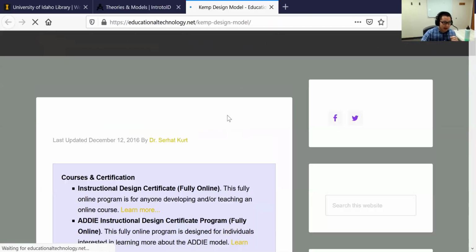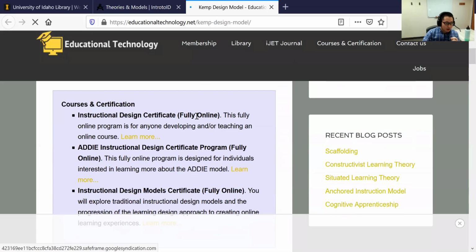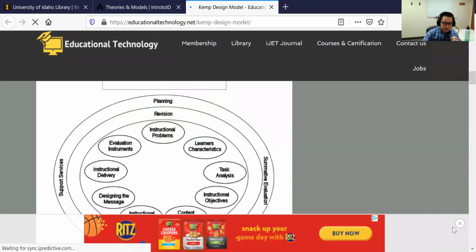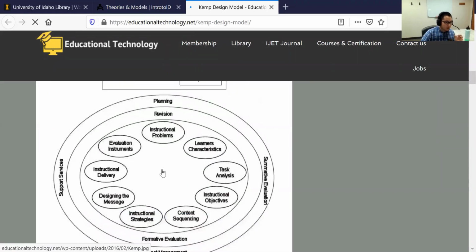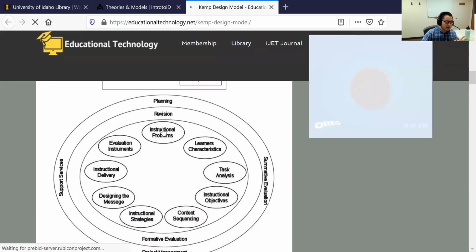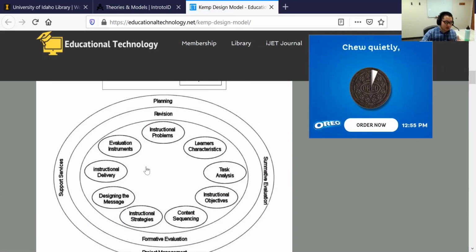And here's the CAMP model. Basically the idea is that there are 9 different tasks that the instructional designers can choose to engage with, to start with any of them, or to proceed with all of the 9 tasks all at once. So we have learner characteristics, task analysis, objectives.